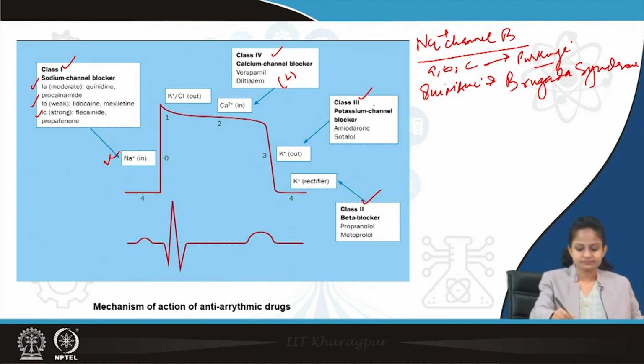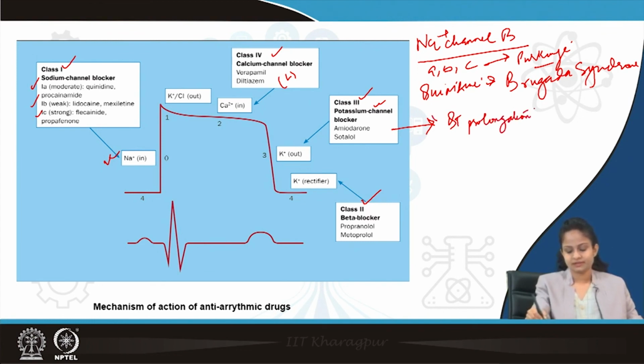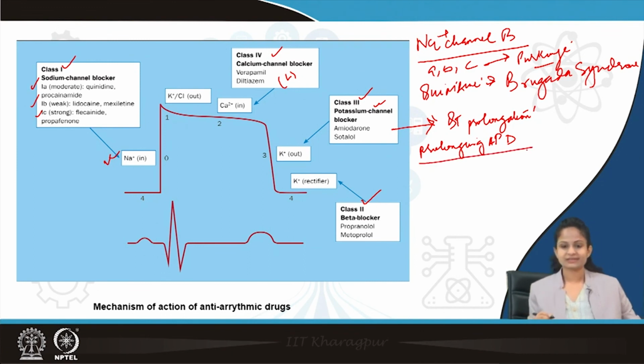Then we have class 3, that is potassium channel blockers. Among potassium channel blockers we have amiodarone and sotalol. The main side effect of these class 3 potassium channel blockers is QT prolongation. This QT prolongation occurs because of the slowing down of conduction velocity, or prolonging the action potential duration, done by these potassium channel blockers.